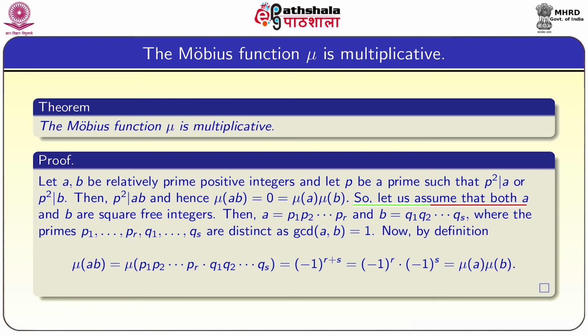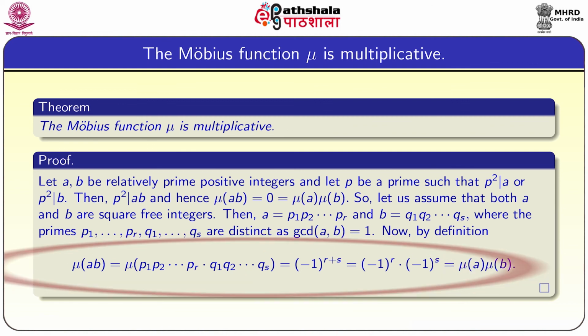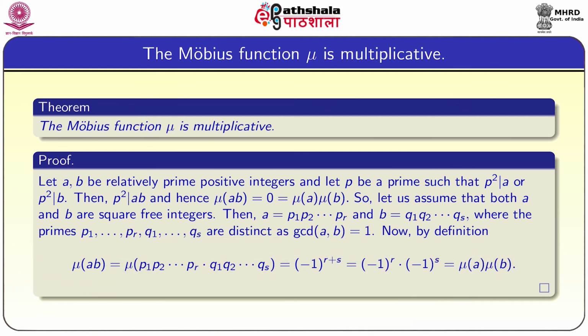Now let us assume that both a and b are square free integers. Then a is equal to p1, p2 and so on pr, none of them repeated. Similarly, b equals q1, q2 and so on qs. So, the primes p1, p2 and so on pr, q1, q2 and so on qs are all distinct as GCD of a, b equals 1. Now, by definition mu of ab is equal to mu of p1 p2 ... pr q1 q2 ... qs, which is equal to (-1) power r plus s, which is equal to (-1) power r into (-1) power s, which is equal to mu of a into mu of b.